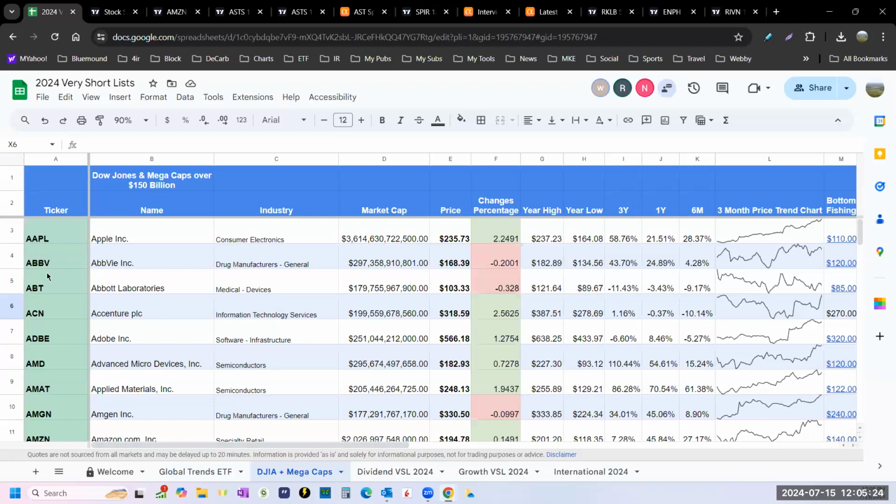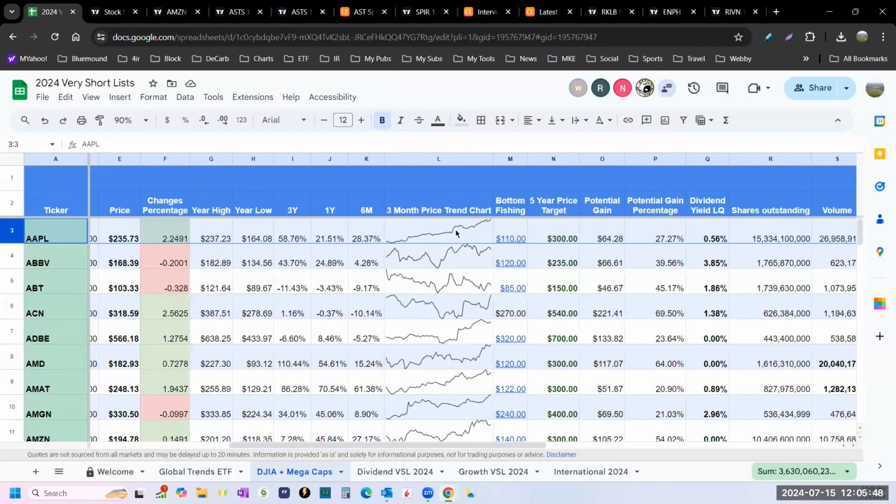So let's take a look at how to use the VSL. Let's just take a look at Apple. And it gives you all the basic information, market cap, humongous, price right now, price change, the year high and low, 3-year return, 1-year return, 6-month return, and then what the price trend has looked like for the last 3 months.